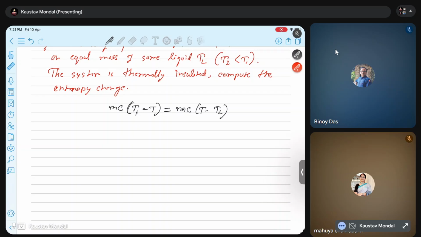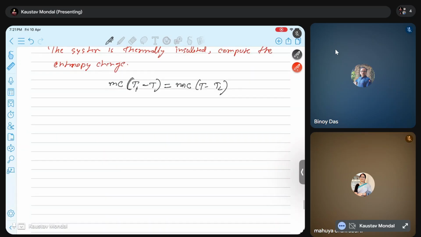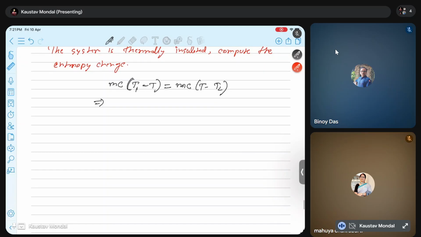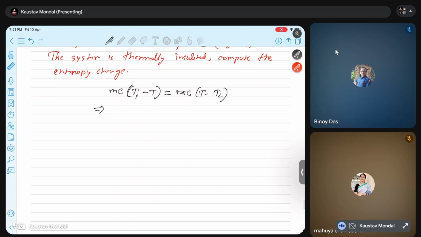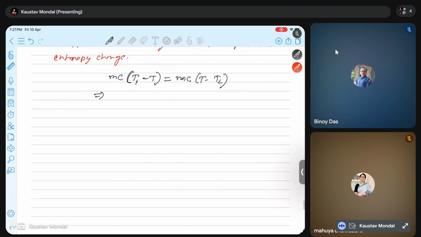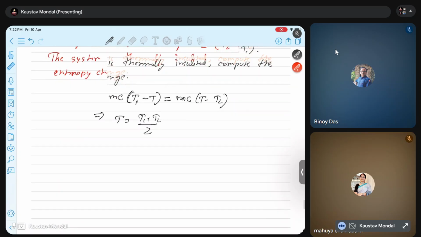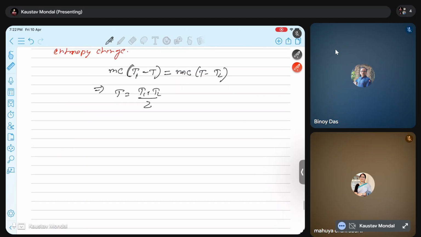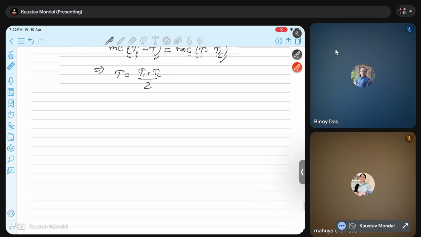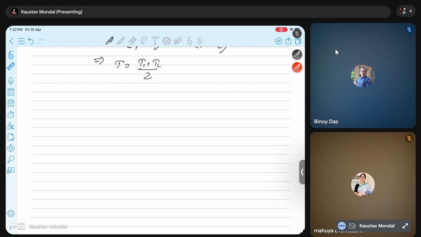So both heats would be equal to each other. Now the C is the same and M is the same, because in the question it's mentioned both liquids are of the same nature and their mass is also equal. That's why MC are equal. So T is T1 plus T2 by 2. This is the final temperature of the mixture. In the question it's mentioned to calculate the change in the entropy.